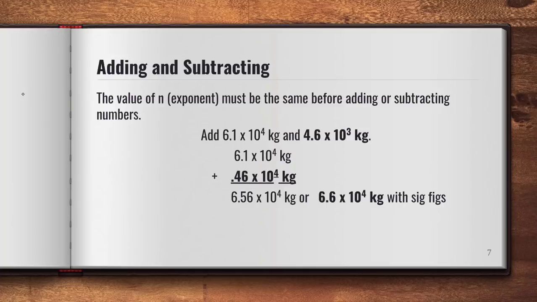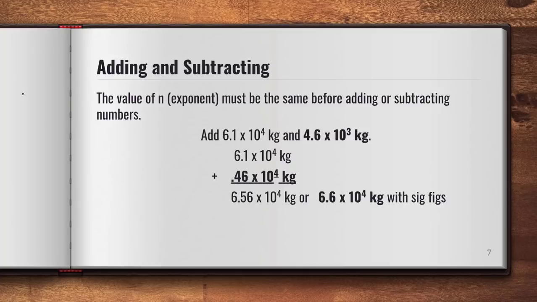So the example here, if we move 4.6 times 10 to the 3rd kilograms, we move that decimal place over one spot to the left, then it becomes 0.46 times 10 to the positive 4. So if you move it to the left, you're going to add an exponent, and if you move the decimal place over to the right, you will lose an exponent. You do this until both numbers have the same exponents, and then you can just add them like you would any other set of numbers.